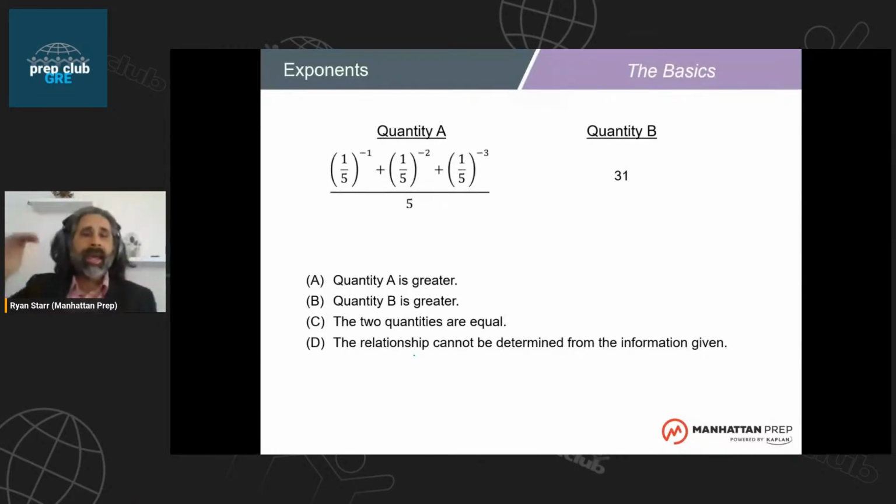right? So A, you choose if A is always bigger. B, you choose if B is always bigger. C, you choose if the two quantities are always undeniably equal. D is what you choose if it could go either way.